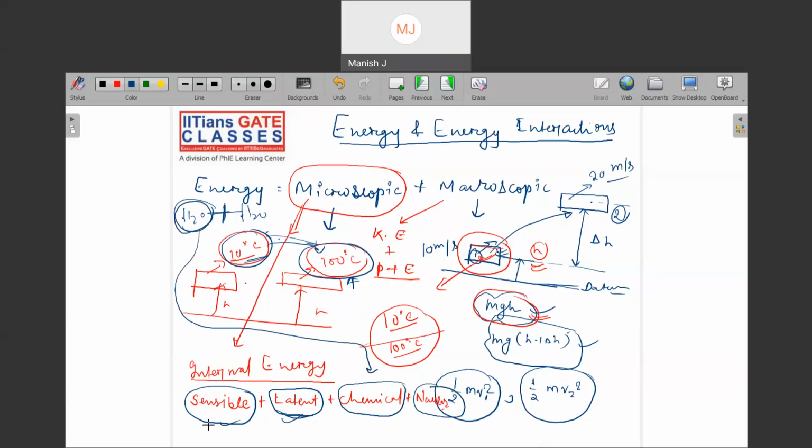So our concern is only these two parts. We are not worried about what happens with the chemical and nuclear energy. We are only worried about sensible and latent, and more precisely sensible only most of the time, but latent is also important. So the microscopic energy constitutes sensible energy, latent energy, chemical and nuclear, and your macroscopic energy constitutes what? It constitutes kinetic energy as well as potential energy.